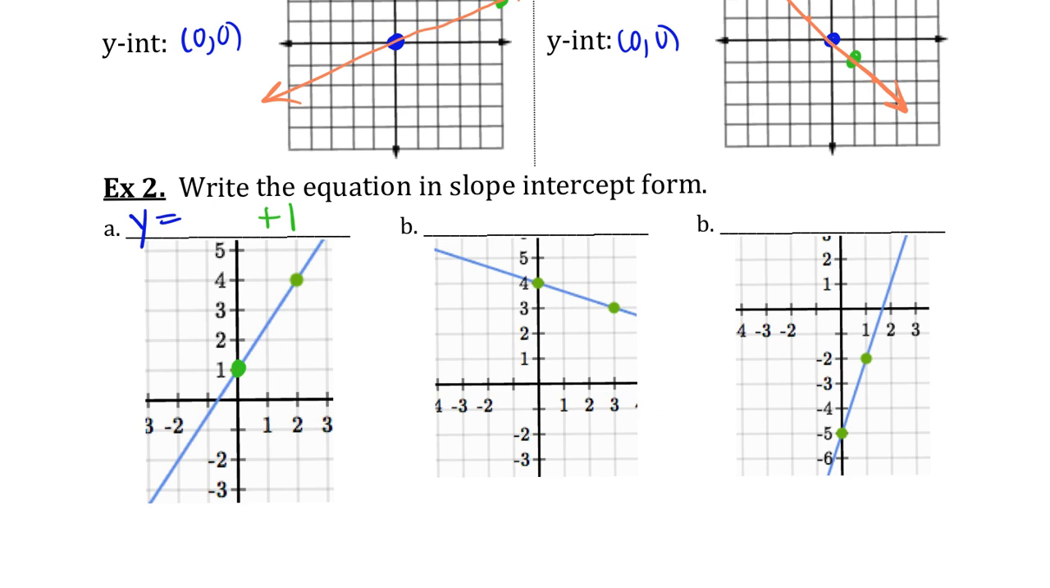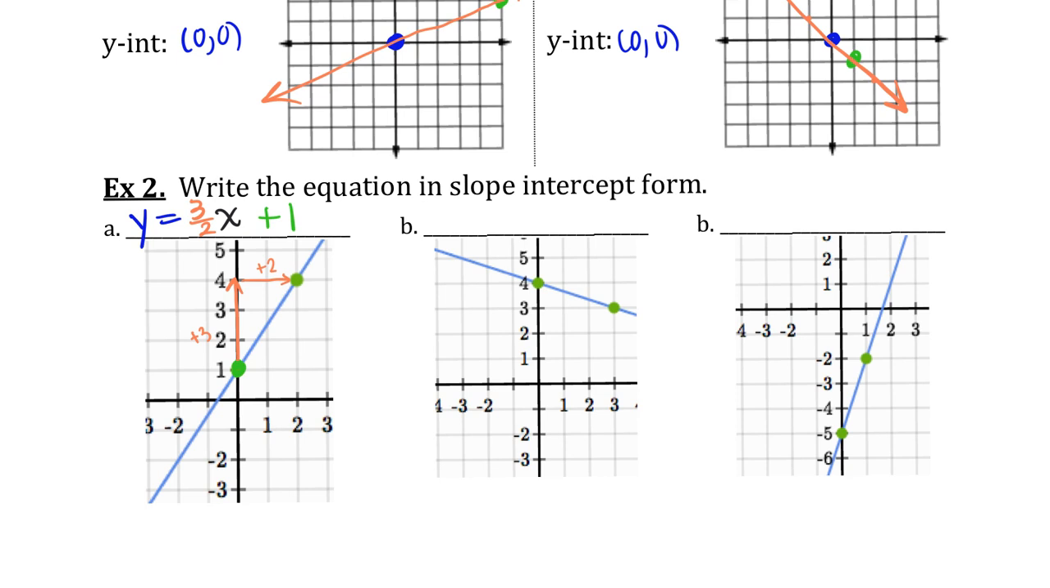So if I travel from this point to this point, I'm going to consider my rise and my run. I'm going to rise 3, and I'm going to run 2. So my slope is 3/2. Slope-intercept form is mx plus b. So my equation is y equals 3/2 x plus 1. Okay, let's look at the next one.